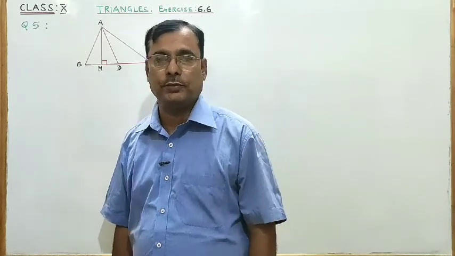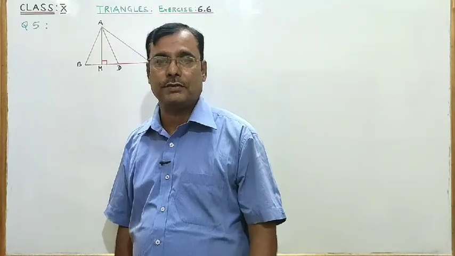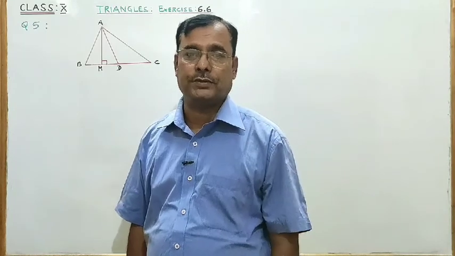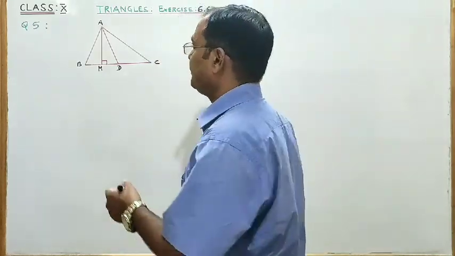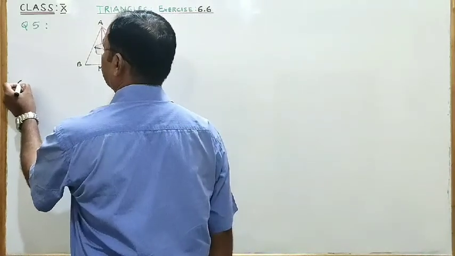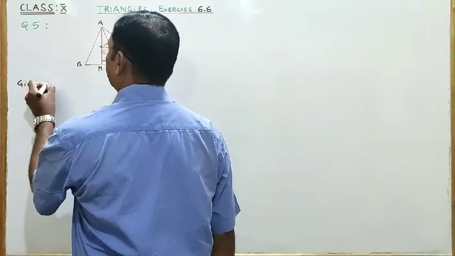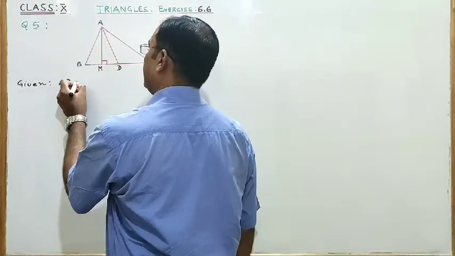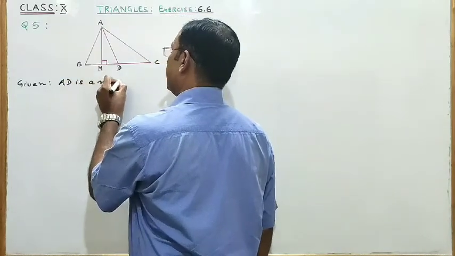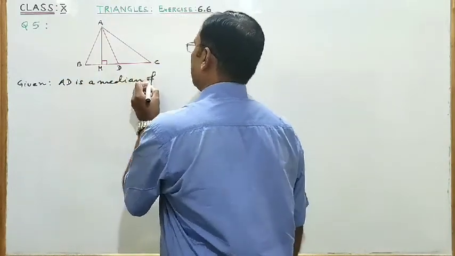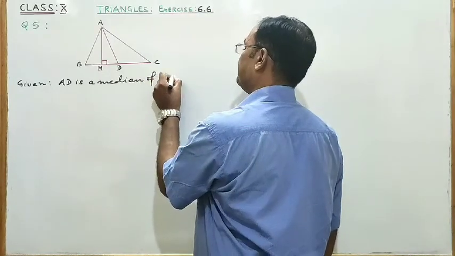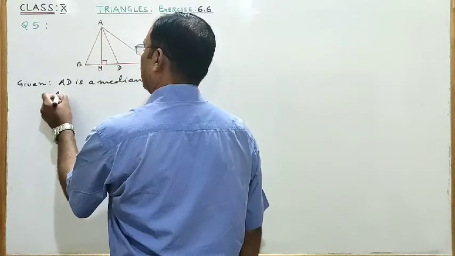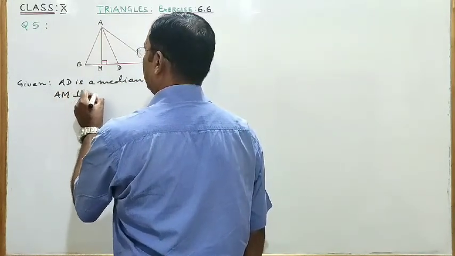And also we have to prove that AC square plus AB square is equal to 2AD square plus half BC square. So let us write given and to prove. Given: AD is a median of triangle ABC. AM is perpendicular to BC.